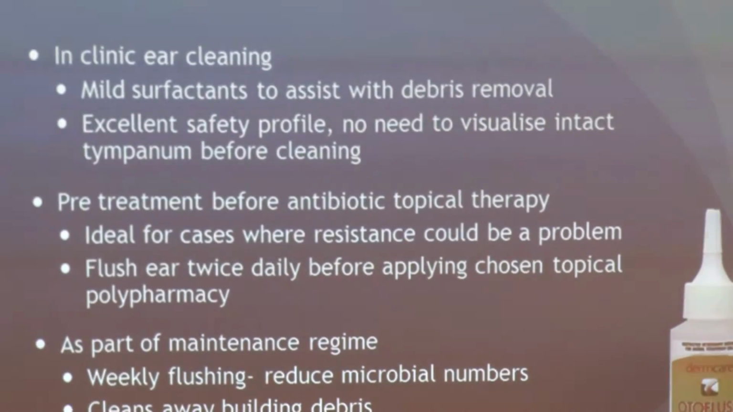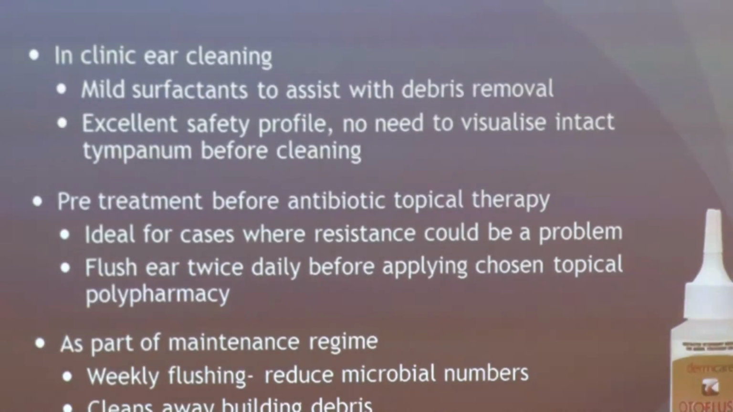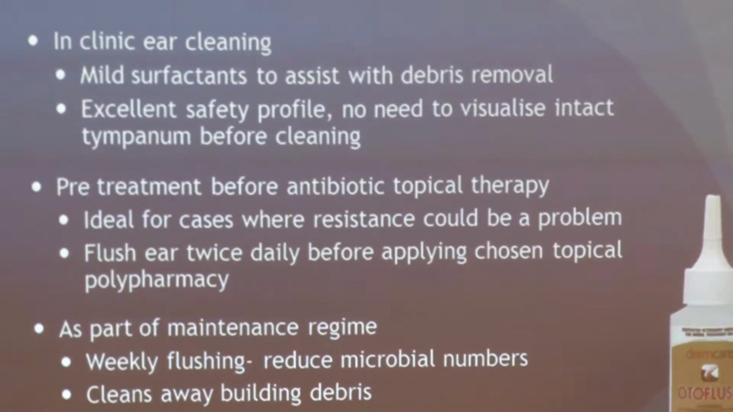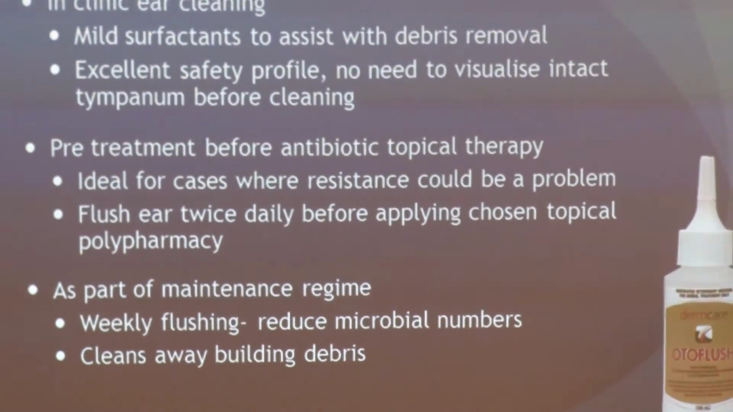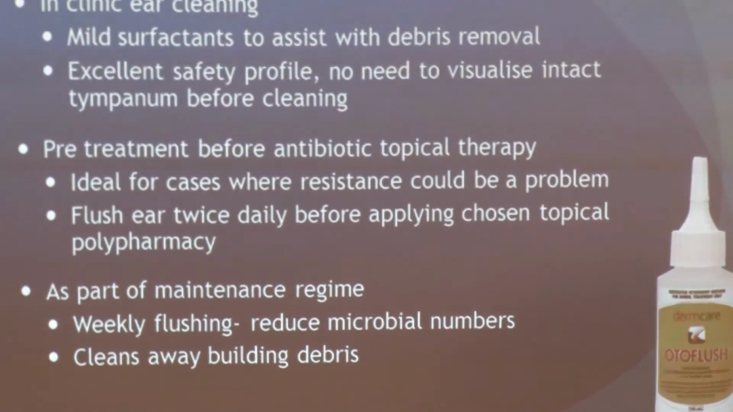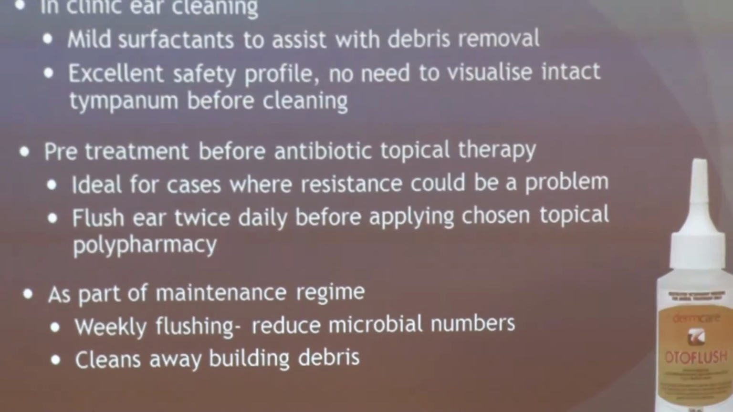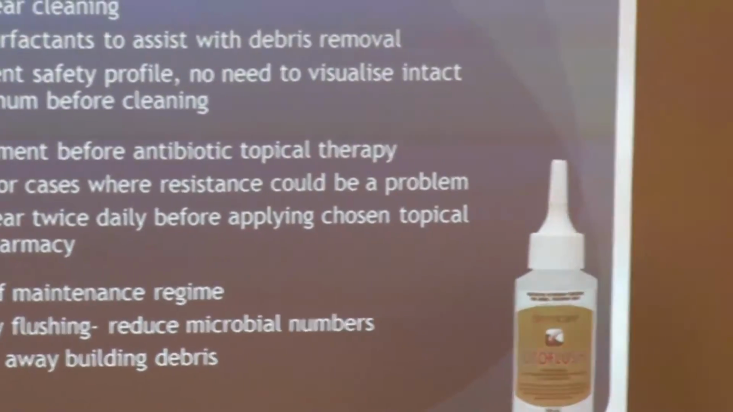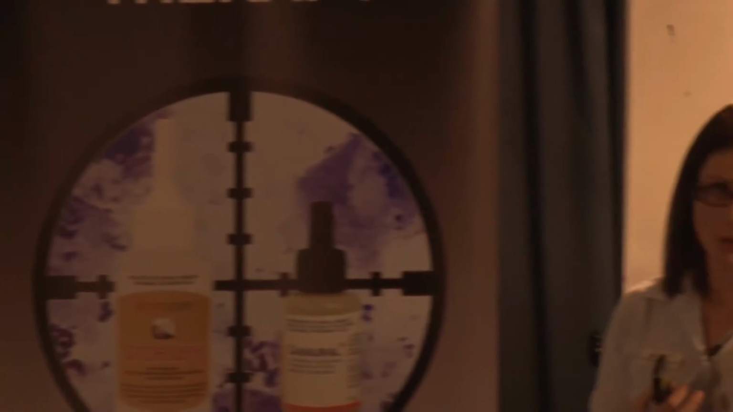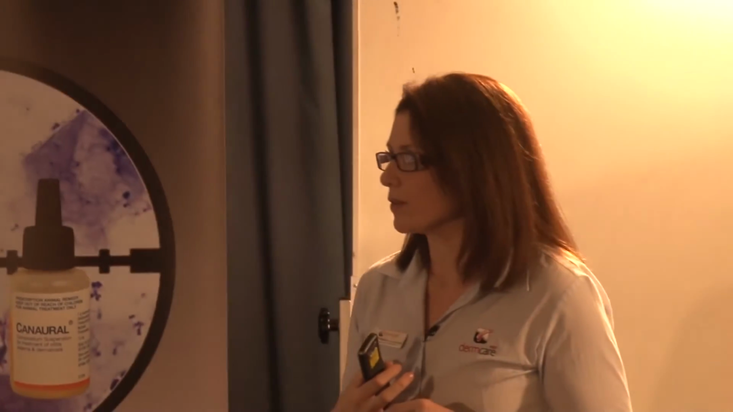If it's just a waxy infection, it's still really useful to use Otaflush, maybe 2 to 3 times a week during the course of treatment to remove debris, but also for its own antimicrobial activity, getting a double whammy. Once you have ear infections under control, then the owners can flush the ears at home once a week with Otaflush to remove debris, reduce microbial numbers and prevent the recurrence of Otitis externa.